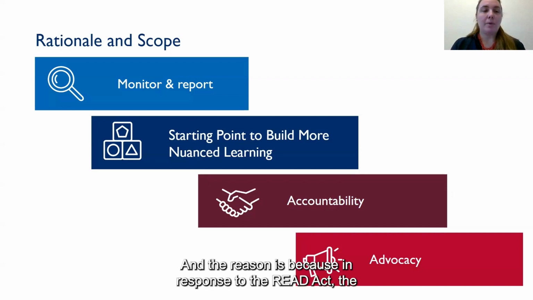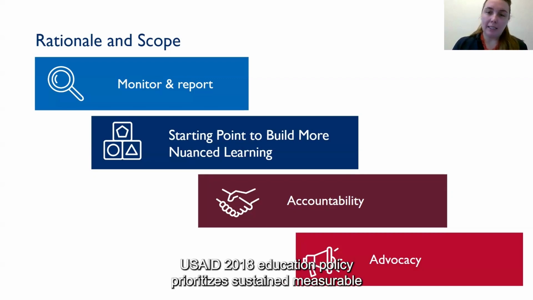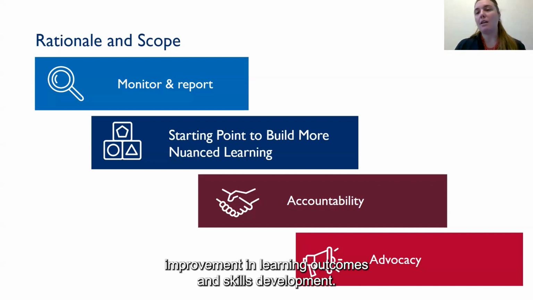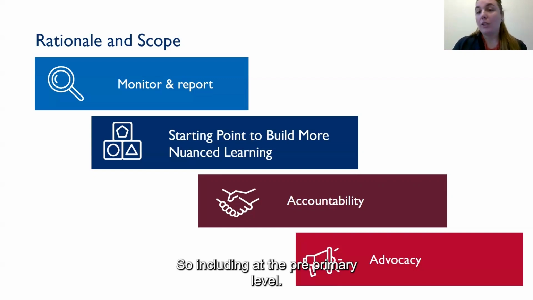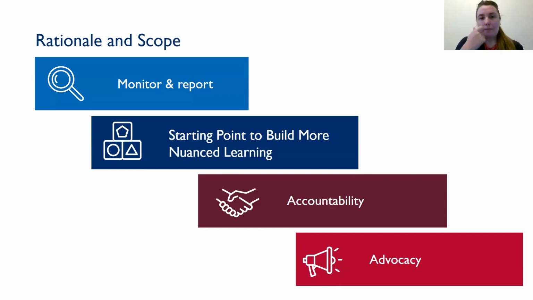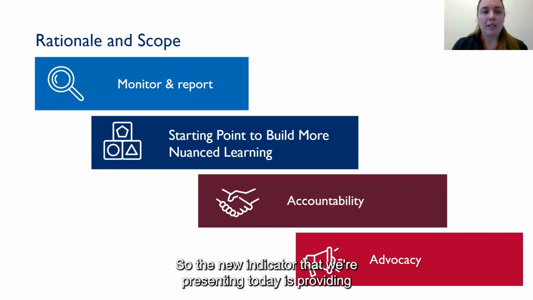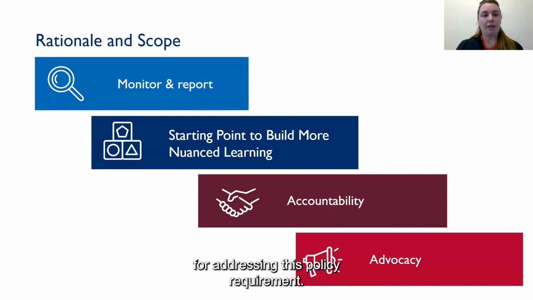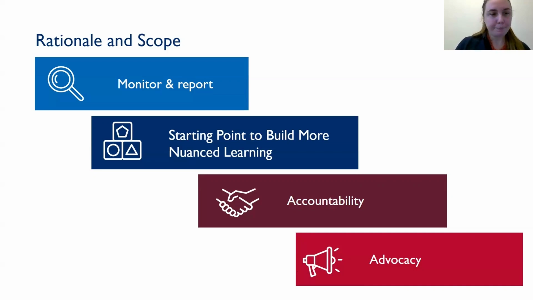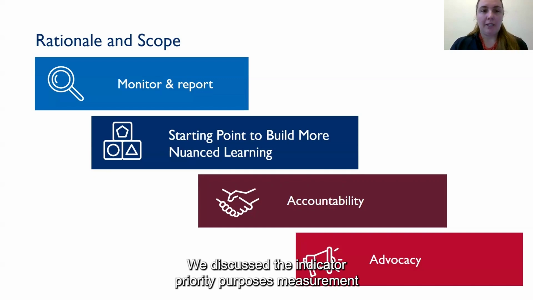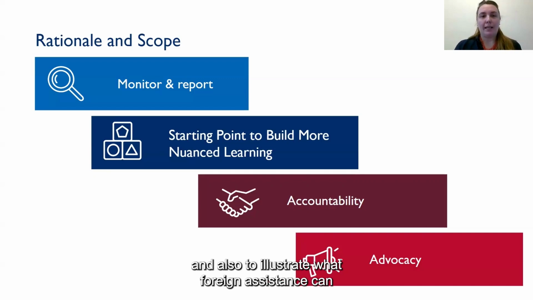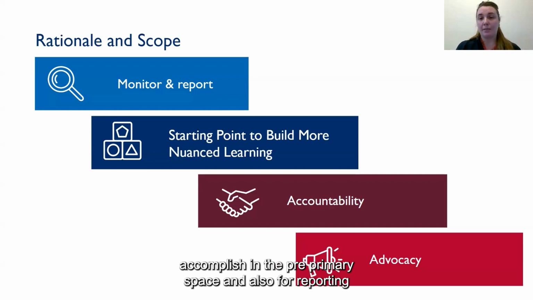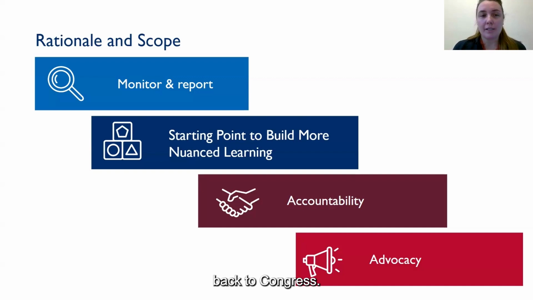And the reason is because, in response to the READ Act, the USAID 2018 education policy prioritizes sustained, measurable improvement in learning outcomes and skills development, including at the pre-primary level. So the new indicator that we're presenting today is providing both USAID operating units and implementing partners a pathway for addressing this policy requirement. We discussed that the indicator's priority purpose is measurement and also to illustrate what foreign assistance can accomplish in the pre-primary space, and also for reporting back to Congress.